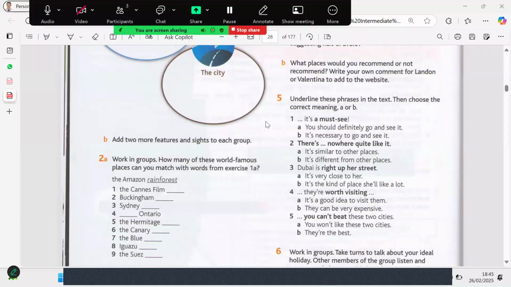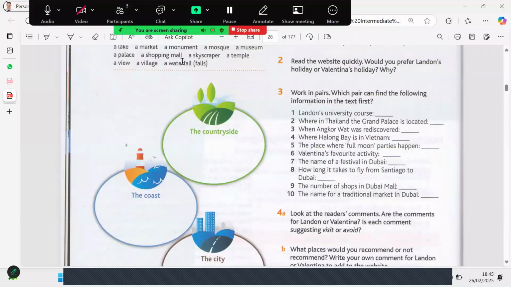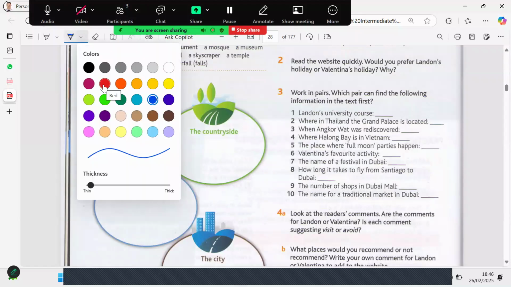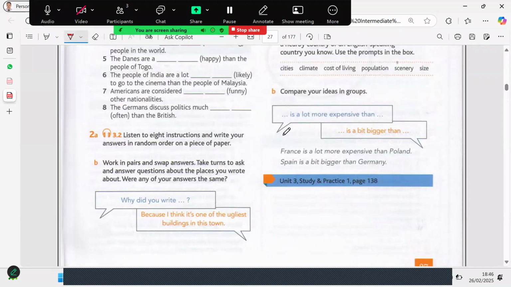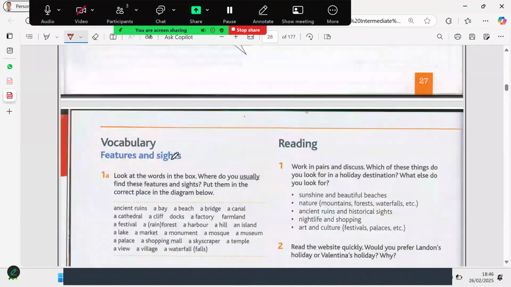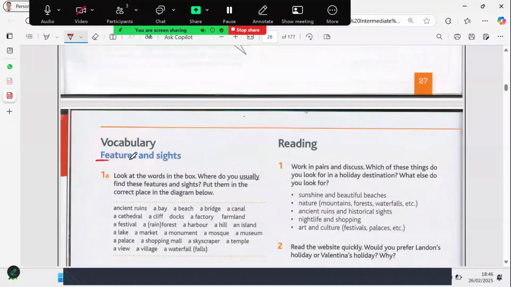Okay. So again, يا شباب. So what should we do inshallah today? We should complete unit 3 as you mentioned, and let's start with the first part of unit 3 here. The first part of vocabulary focus, features and sights.